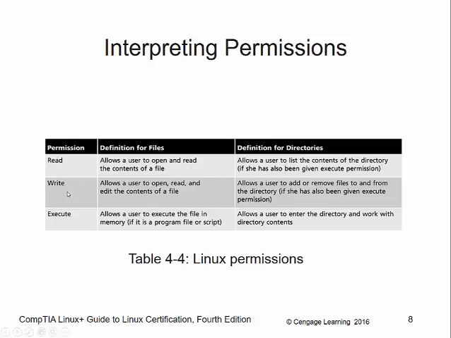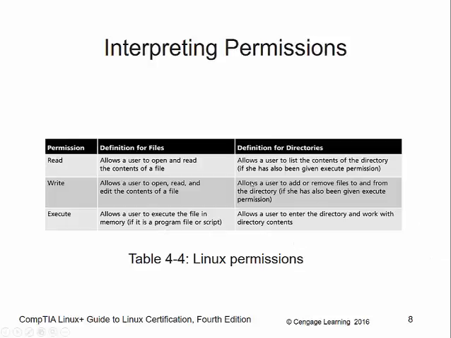A write permission allows a user to open, read it, and write to it, right? I can make changes to the file. The execute permission allows me to run that file. Remember, files can be executable. They can be binary executable files. They can be shell scripts. We'll be doing a lot of those later on. To get them to run, you have to set the execute bit, right?